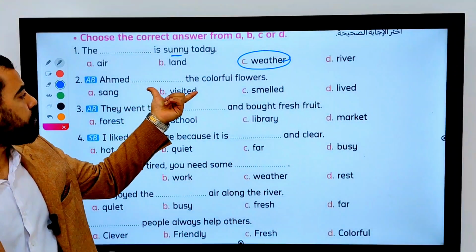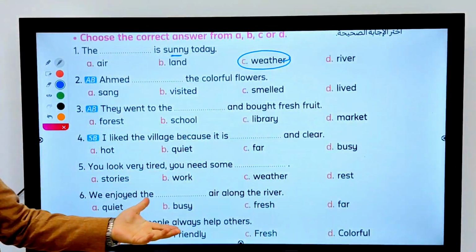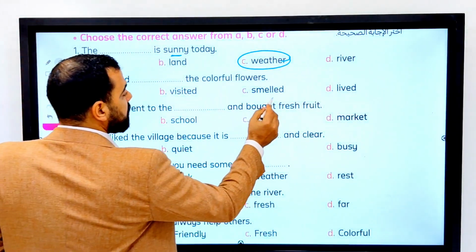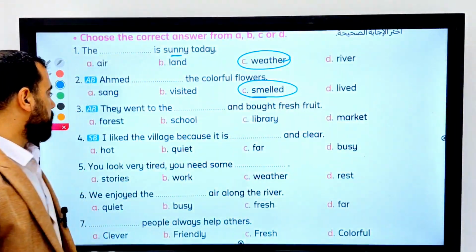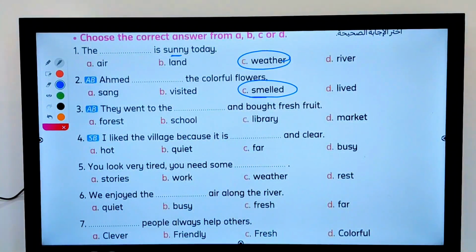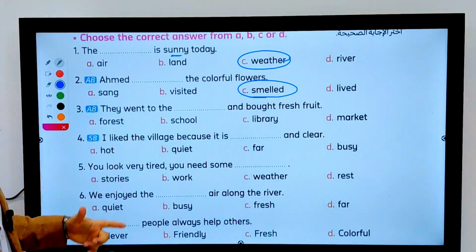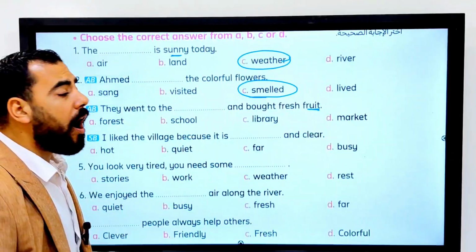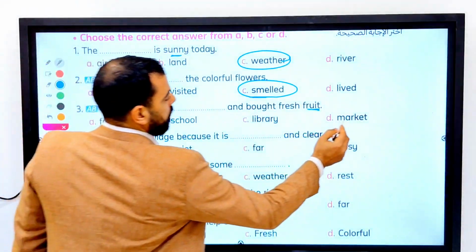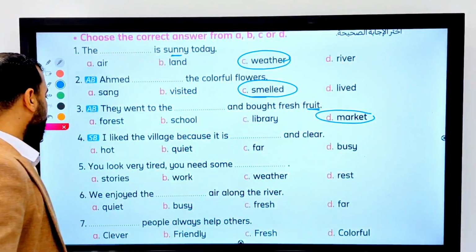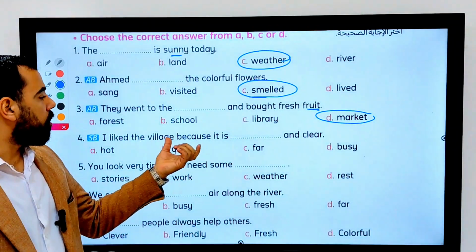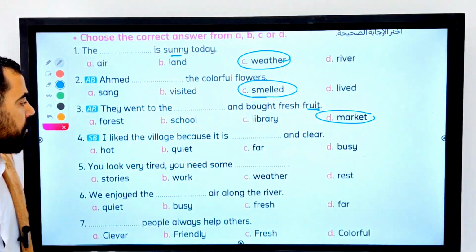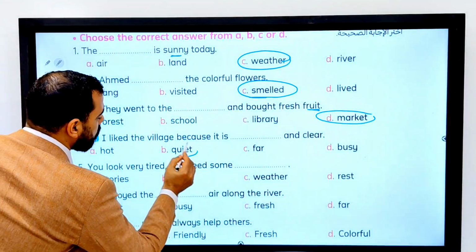Ahmed smelled the colorful flowers. What can we do to the flowers? We can smell the flowers. So Ahmed smelled. They went to the market and bought fresh fruit. Where can you buy fresh fruit? Yes, from the market. I like the village because it's quiet.